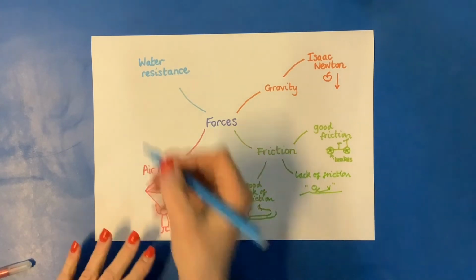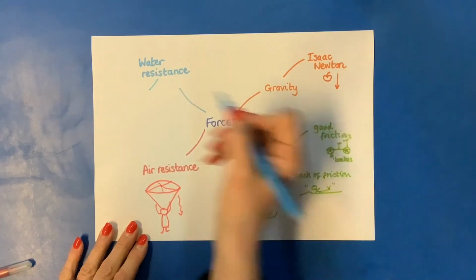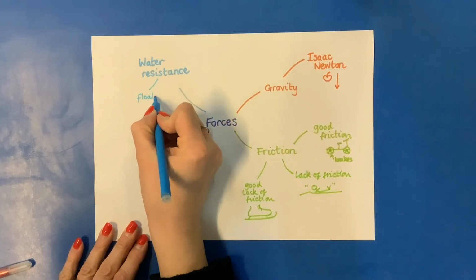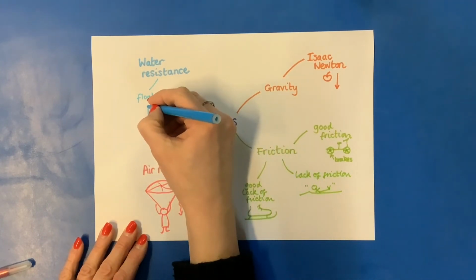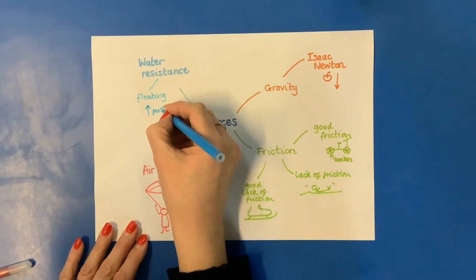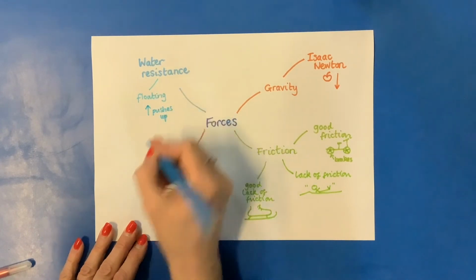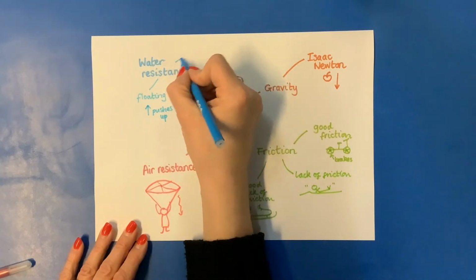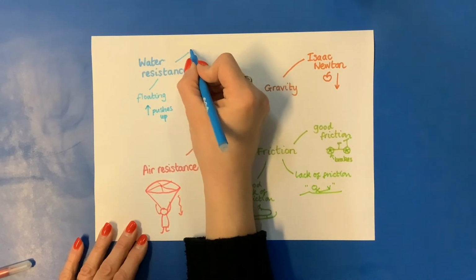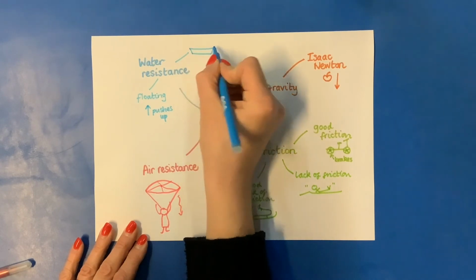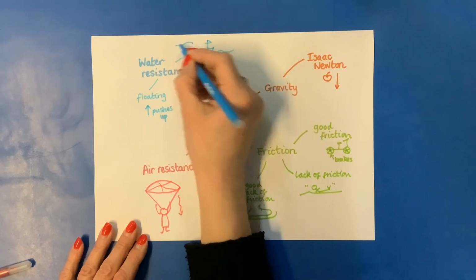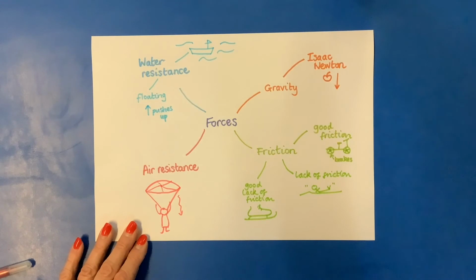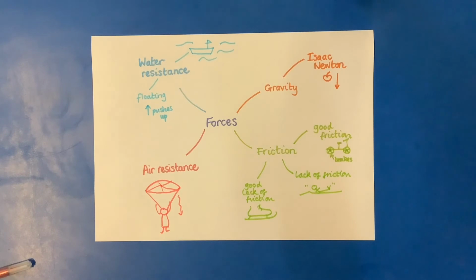Now, water resistance, that's to do with floating. There must be some kind of force that pushes up to make things float. And I guess water resistance must act on boats in the sea. But again, not 100% sure if I know much about water resistance. But I've had a go.